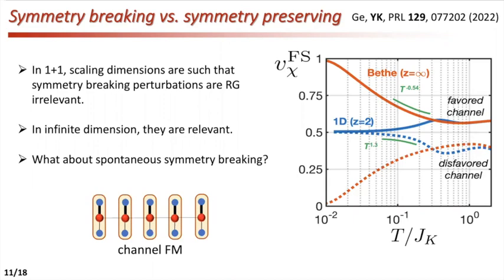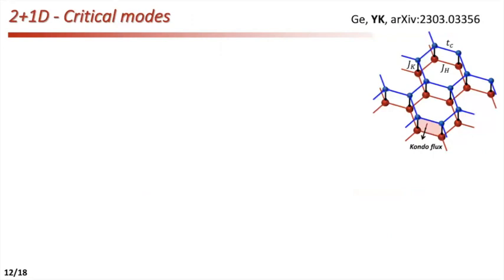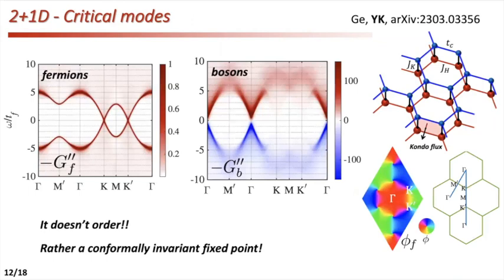What happens, do we have spontaneous symmetry breaking? For that, we need to go to 2 or 3 dimensions. So this is 2 dimensions. We put the system on a honeycomb lattice. And again, I'm showing you the spectrum of F electrons and the bosons along a cut in the Brillouin zone. And again, they are incoherent. They vanish outside the light cone.